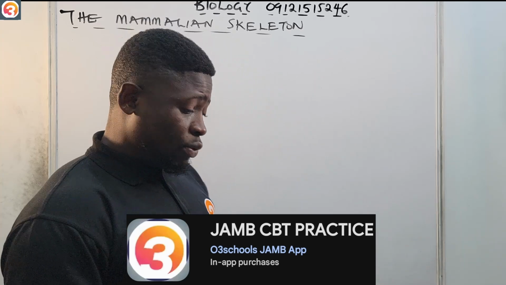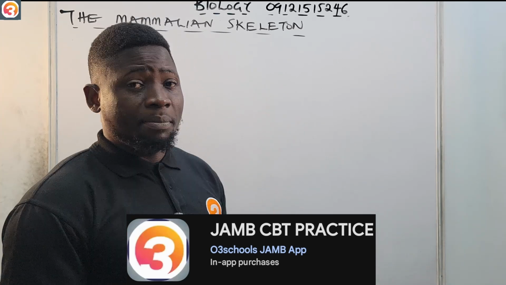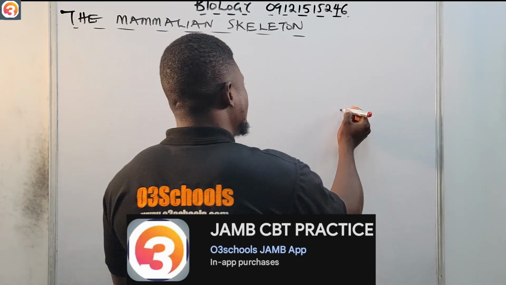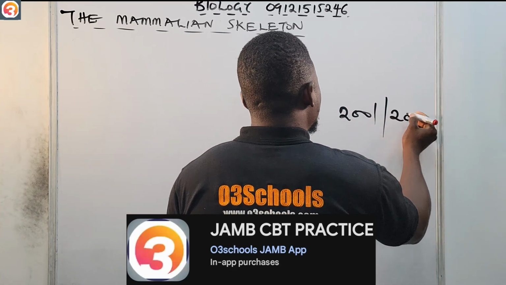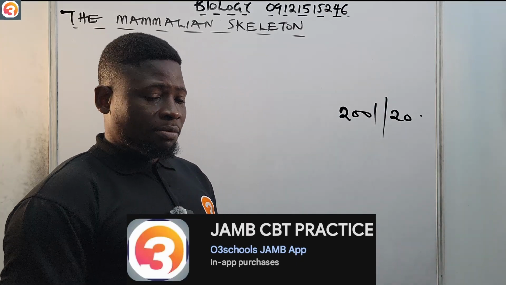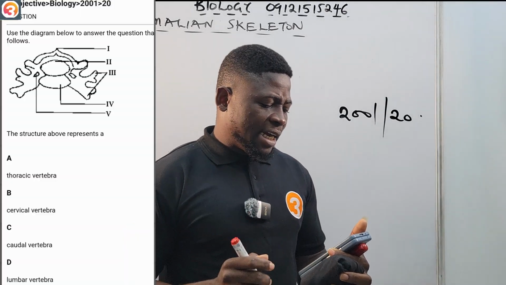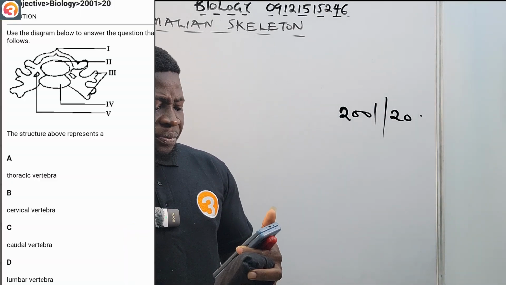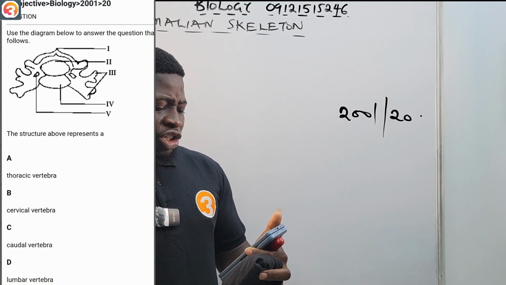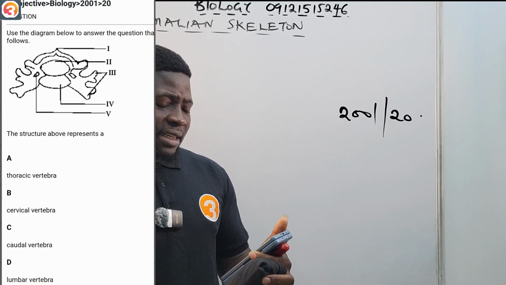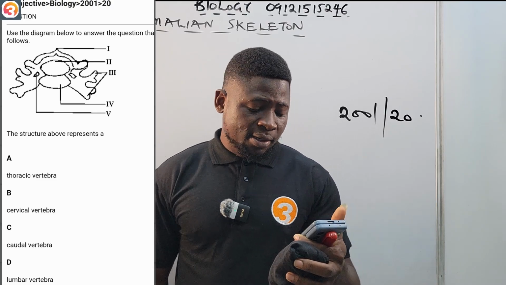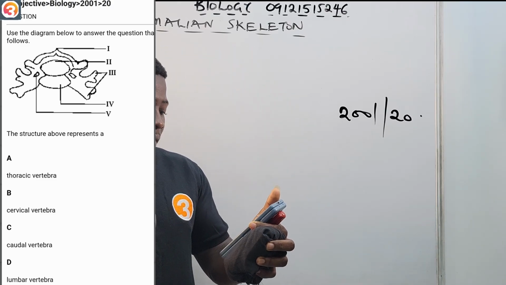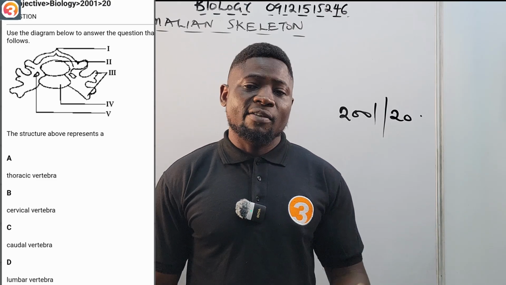Let us see a question that relates to the mammalian skeleton from the application. This is a 2001 question from the JAMB app, 2001 question number 20. It is being displayed on the board right now. It says here, use the diagram below to answer the question that follows. The structure above represents: A, the thoracic vertebra; B, the cervical vertebra; C, the caudal vertebra; while D is the lumbar vertebra.